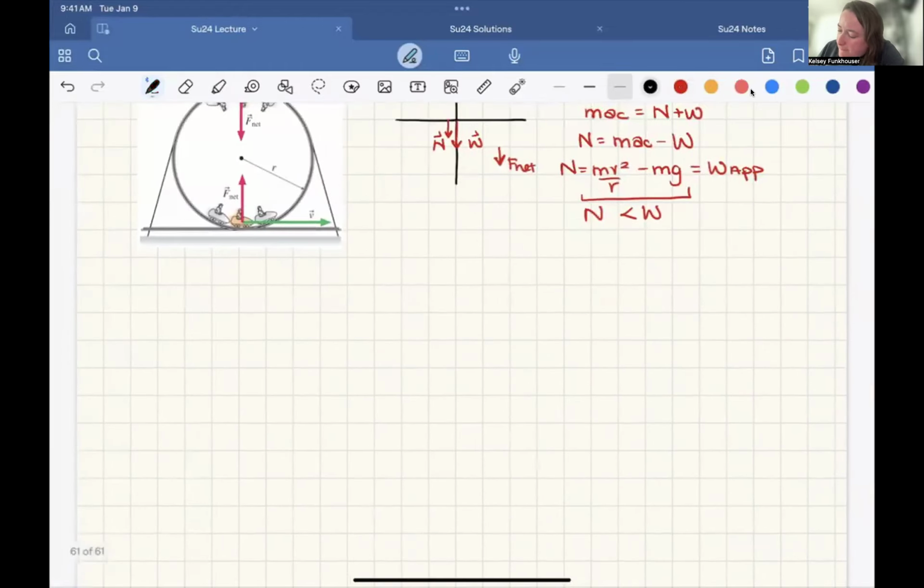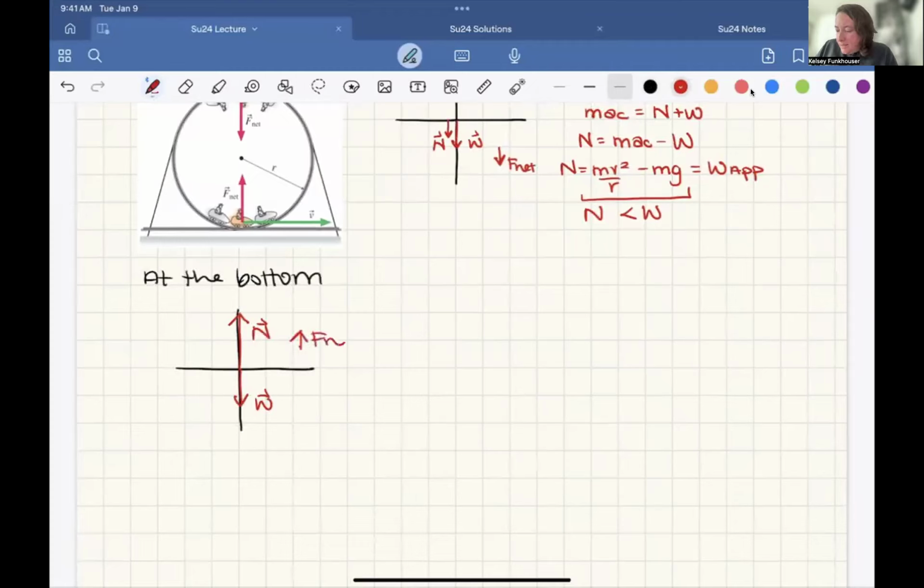Then we look at the bottom of the roller coaster instead. So we have our weight force going down, but this time our normal force is pointing up, and the net force also needs to be pointing up, because that's where the center of the circle is. So the normal force needs to be bigger than the weight. You might be able to already guess that the normal force, the apparent weight, is going to be bigger than the actual weight. But let's prove that.